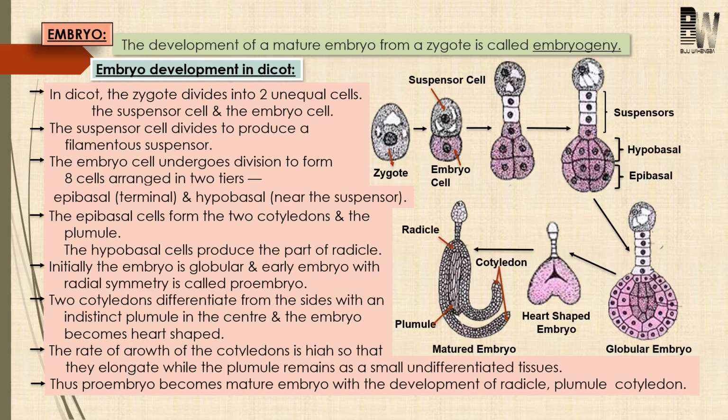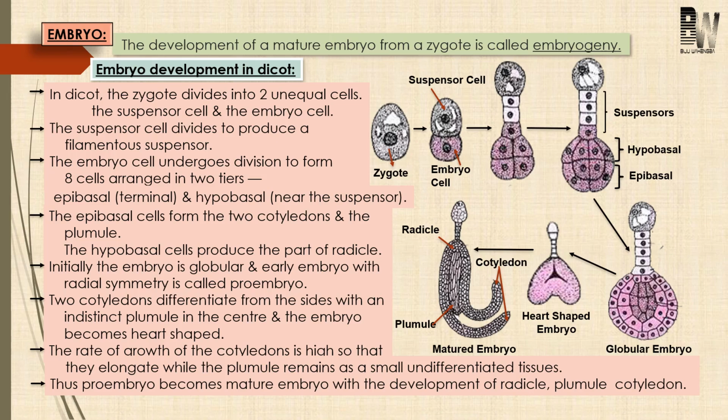The hypobasal region will develop into the radicle, and the epibasal region will develop into the plumule and cotyledon. That is, the hypobasal and epibasal cells will develop into the main parts of the mature embryo, that is, the cotyledon, plumule and radicle. Then these hypobasal and epibasal cells will divide repeatedly to form a globular embryo, which is somewhat spherical in shape. Okay. Then more growth will take place on the lateral side of this globular embryo to form the heart-shaped embryo.